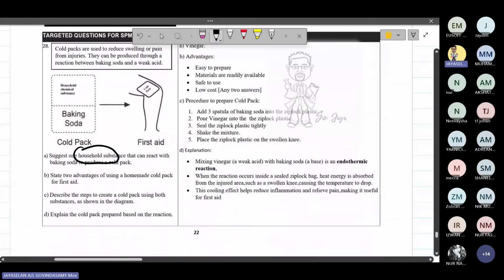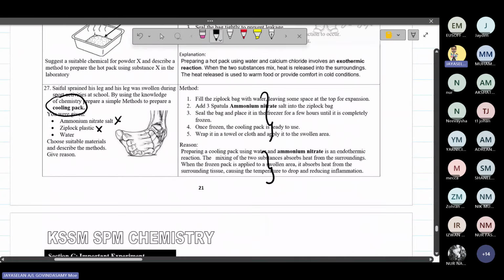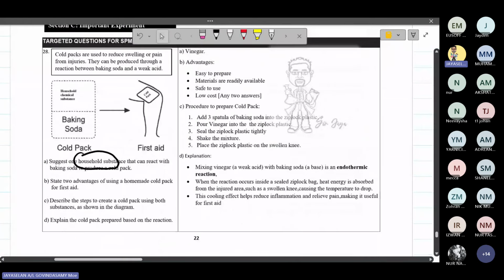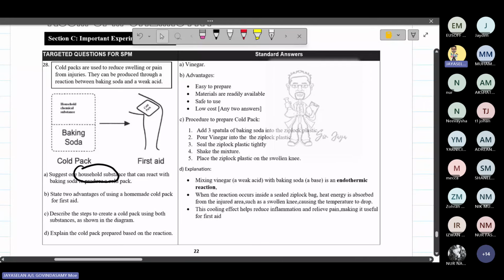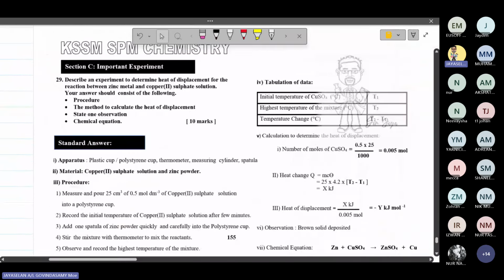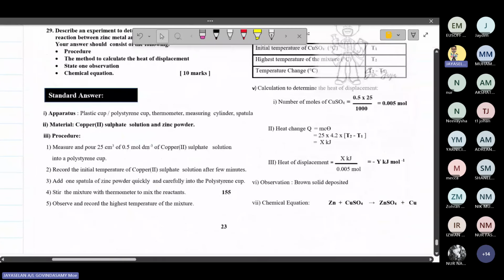Household substance. Yang ni kamu tak boleh guna ammonium nitrate. You cannot use. So by using household substance, try to produce cold pack. Ini kamu baca. Okay, we use what? We use baking soda and vinegar. Dapat? Any question? So these are the experiment. One more, last one under thermochemistry, heat of displacement ada di sini. So semua eksperimen sudah diberi.